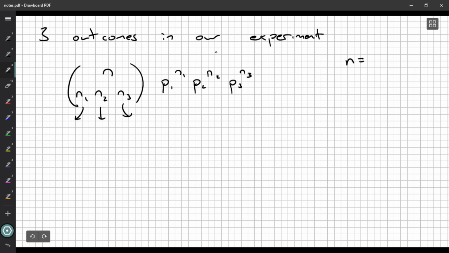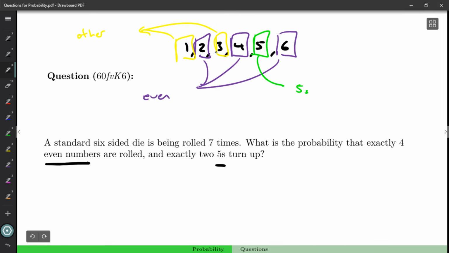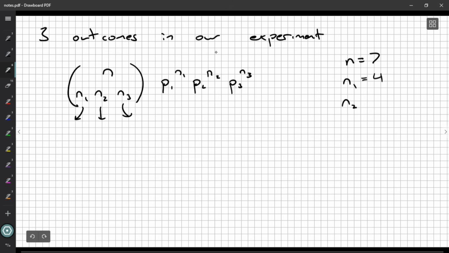Now we can see we're running our experiment of rolling a die 7 times, so n is going to be equal to 7. n1 and n2 will be the number of evens and number of 5s we want. We want exactly 4 even numbers and exactly 2 5s, so that gives us 4 and 2. But in order for multinomial notation to work, we need all the numbers at the bottom to add up to the top number, which should be 7. So for n3, we've got 1 outcome unaccounted for, so we'll have 1 of the other possibilities, either a 1 or a 3. We don't care which.